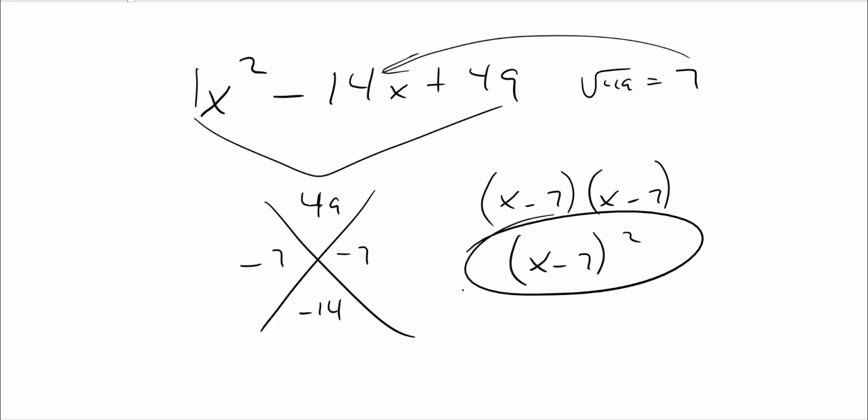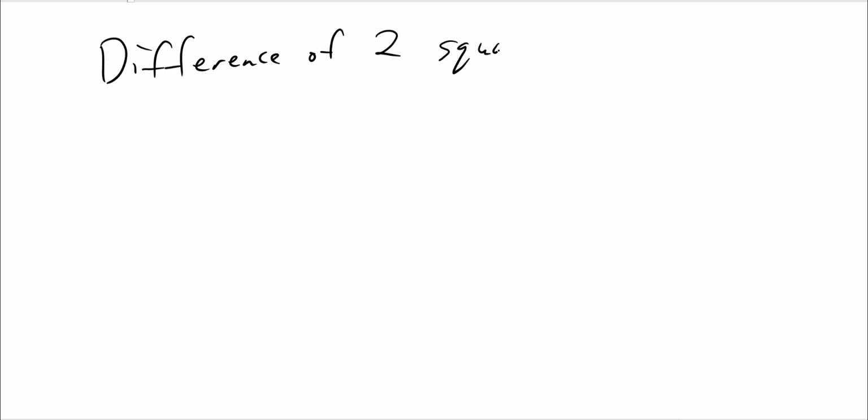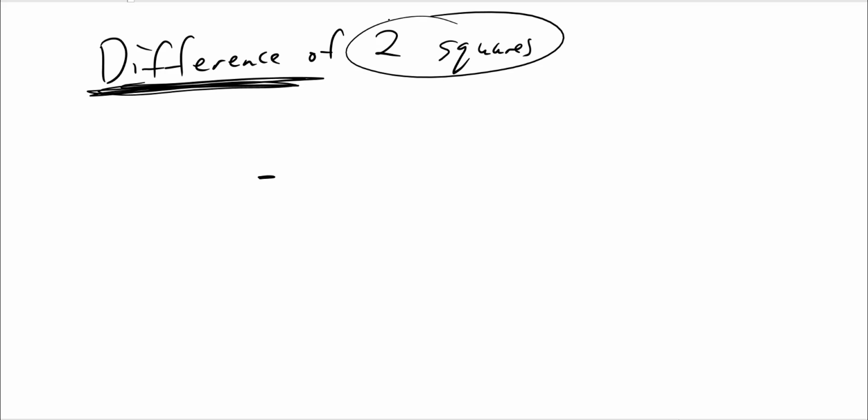That's a perfect square trinomial. The next type of problem is called difference of two squares. So first of all, there are a couple of keywords. Difference: so there's got to be a minus sign between them. And two squares means these terms on both this side and this side must be perfect squares.